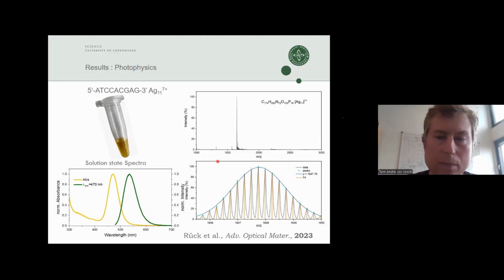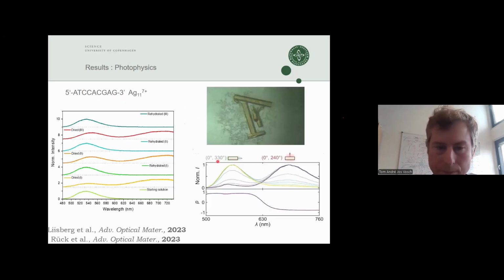So this was another emitter we have recently studied. This was a green emitter, and you can see here, this is a silver 11 7+ cluster. So in total, it has 4 neutral silver atoms. And in solution, it looks like a regular green emitter with only nanosecond lived emission.